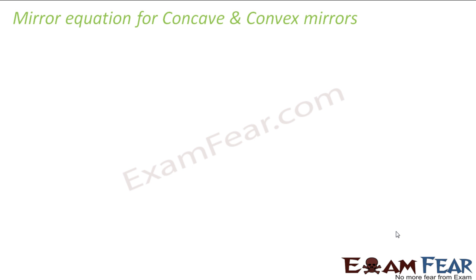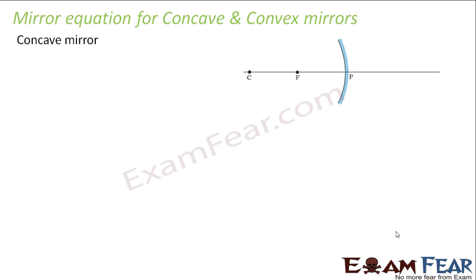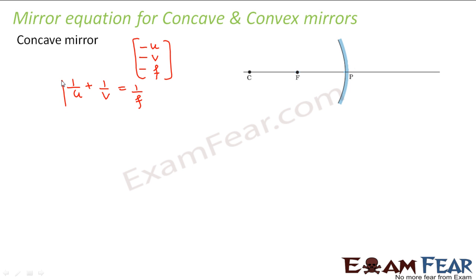So now, using the same lines, we will find it for a convex mirror also. First, for a concave mirror, what was my mirror equation? For a concave mirror, the object distance was minus u, the image distance was minus v, and the focal length was minus f. And the mirror equation was 1 by u plus 1 by v is equal to 1 by f. Right? This was in the case of a concave mirror.